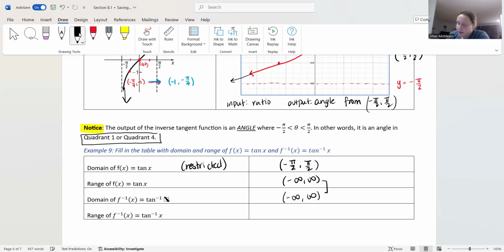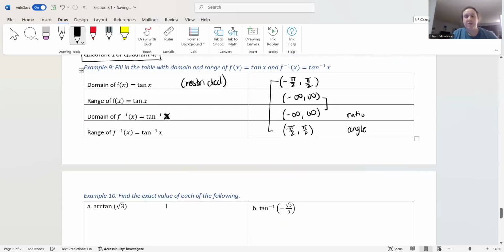I clearly forgot to type my little x here, so you can fill in that x there. I'm sorry about that. And then don't forget that the domain of tangent is the range of inverse tangent. So the range here is negative pi over 2 to pi over 2. And just don't forget when you're talking about the inverse tangent function, the input is the ratio, the output is the angle, as long as you're in that negative pi over 2 to pi over 2 interval. Okay, let's look at two examples.